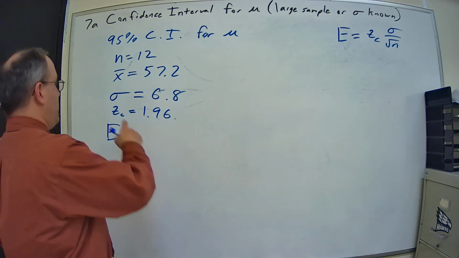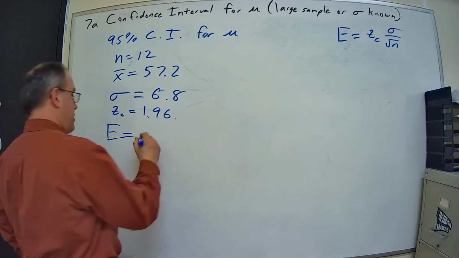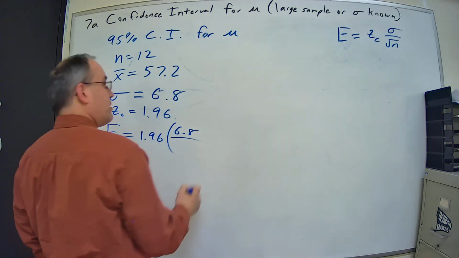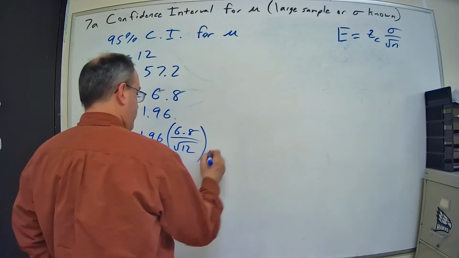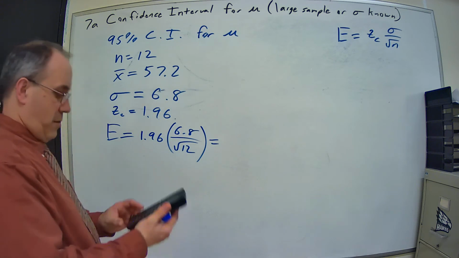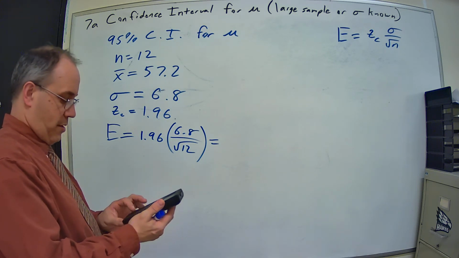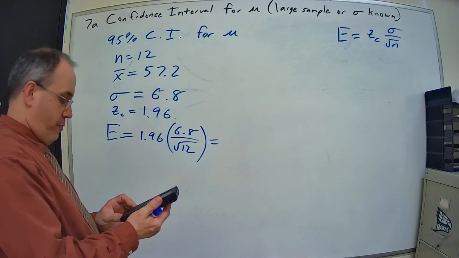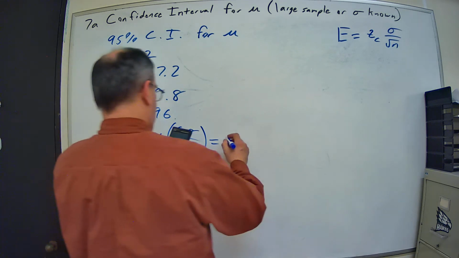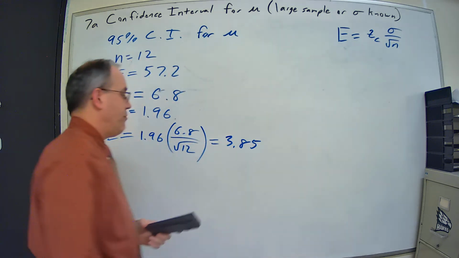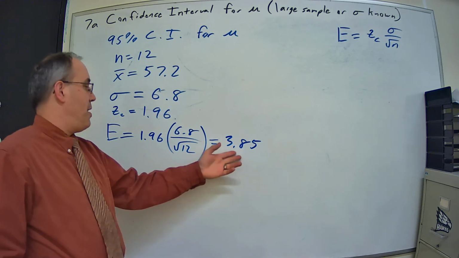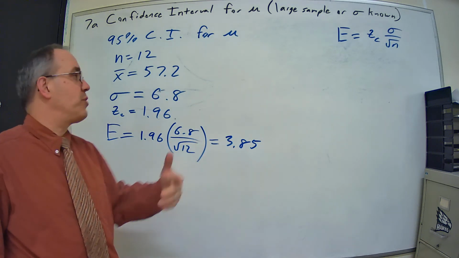So having that, I have Z sub C, I just need to find my margin of error. Z sub C is 1.96 times sigma, 6.8, divided by the square root of 12. So now I need to grab that calculator again. 1.96 times 6.8 divided by the square root of 12 gives me 3.85. It actually gave me 3.84746. I'm giving myself a couple decimal places. That's what I like to do.